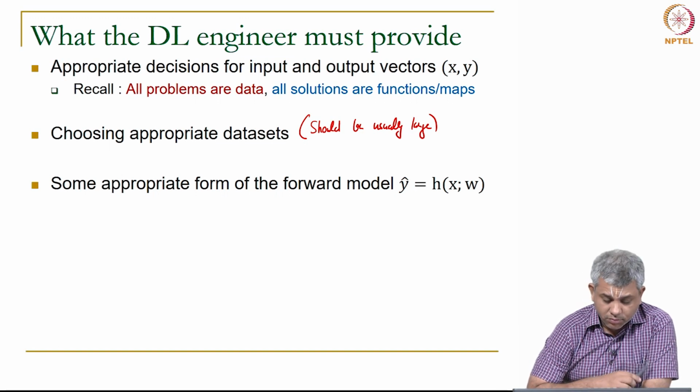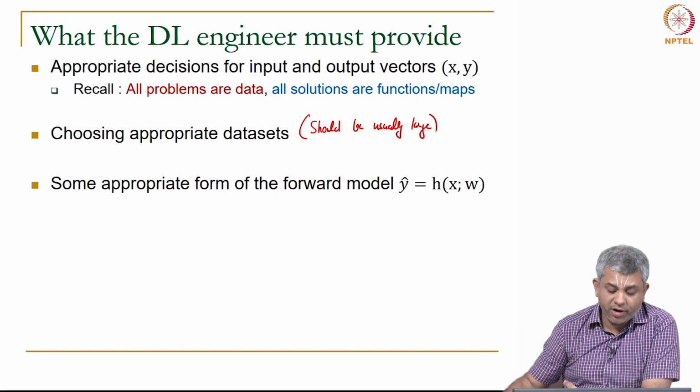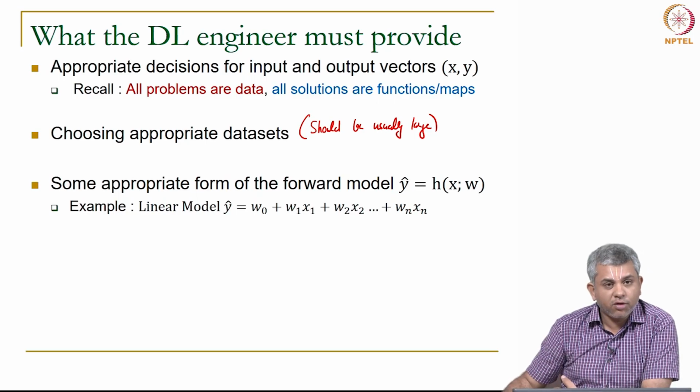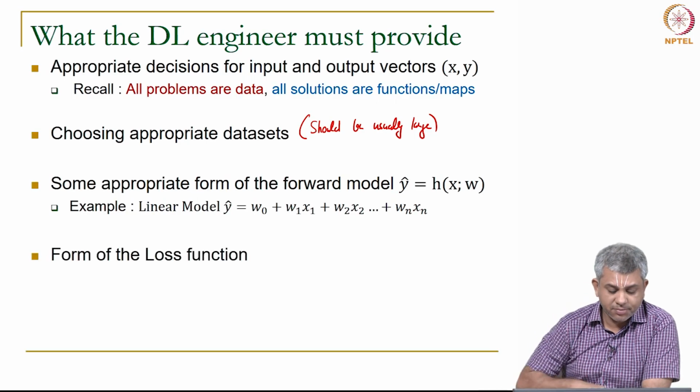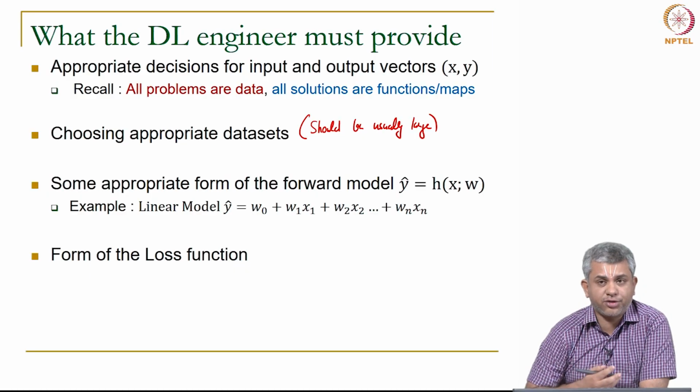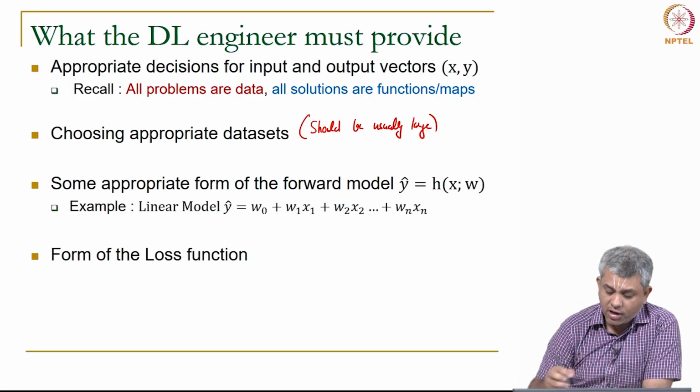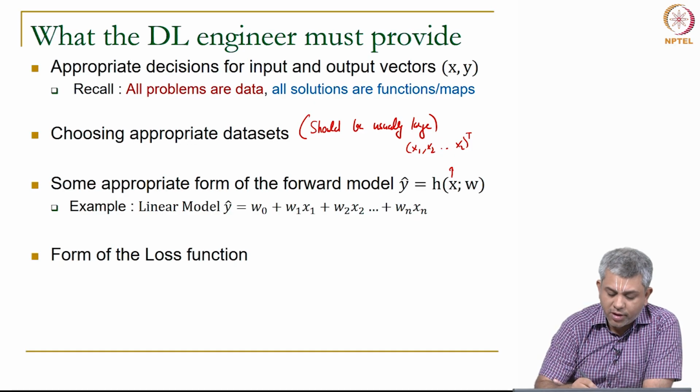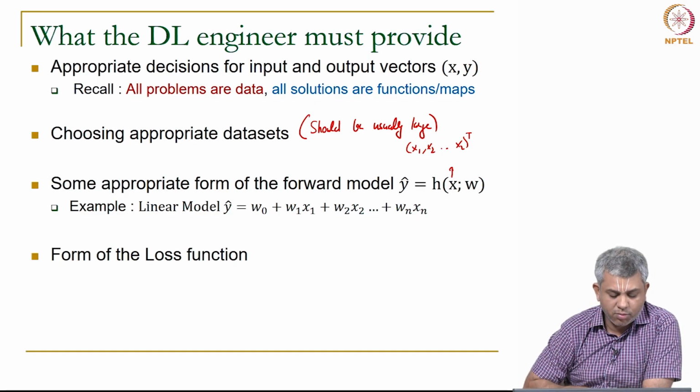Now, you need to decide on some appropriate form of the forward model. Okay. One example is the linear model which I have shown, and which is the first case we will be considering. So, if x was a vector x1, x2, xn, then y hat could be this, which is a simple linear model.